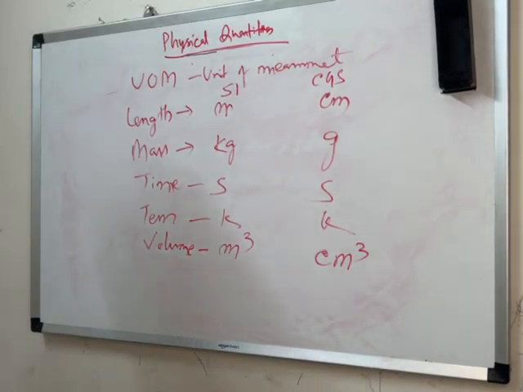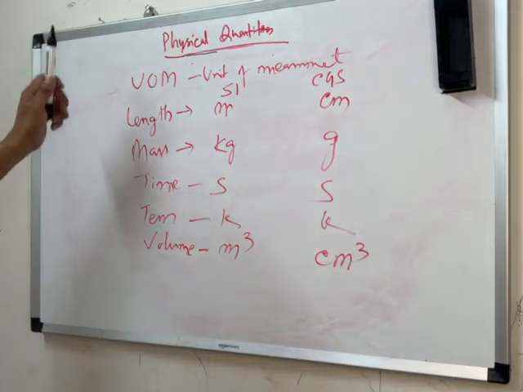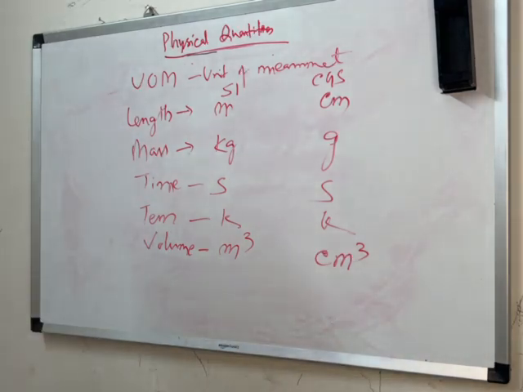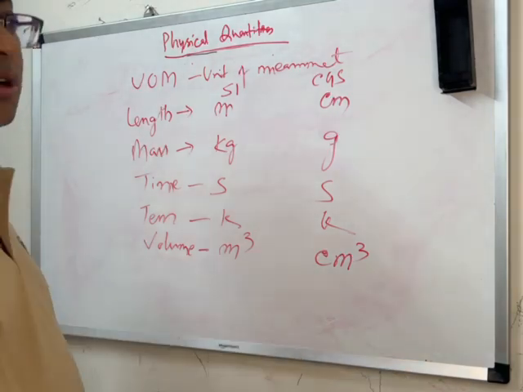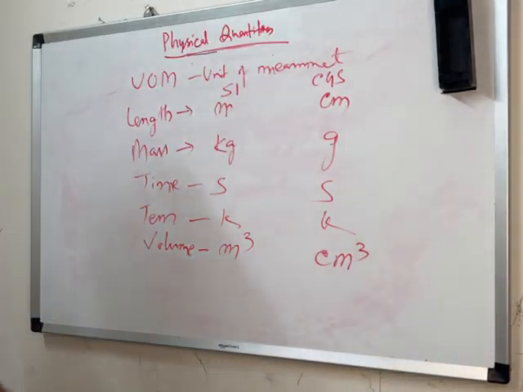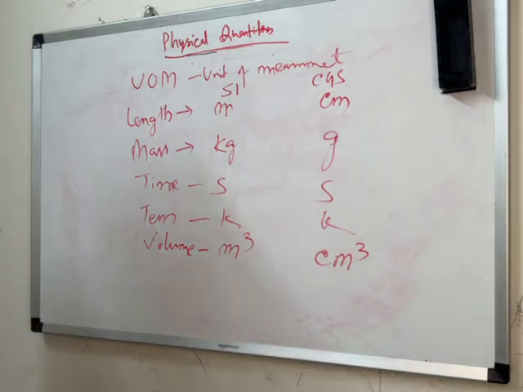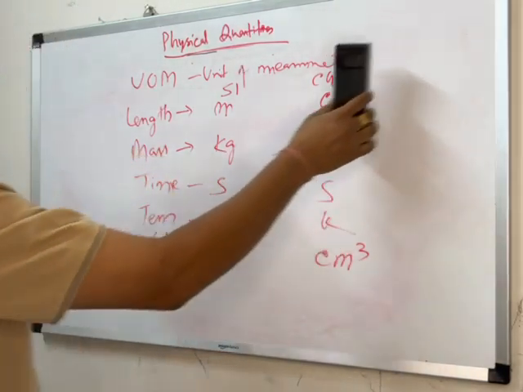I hope you have written it down. These are length, distance. Whenever you are going somewhere, you are covering some distance, that is kilometer, meter, centimeter, like that. So length and distance are the same, and mass, then time, then temperature, then volume. Volume we will discuss in detail. Okay.